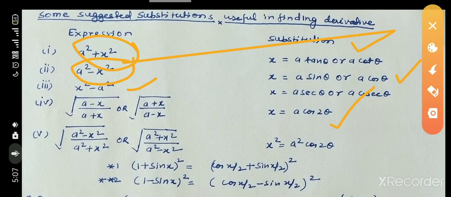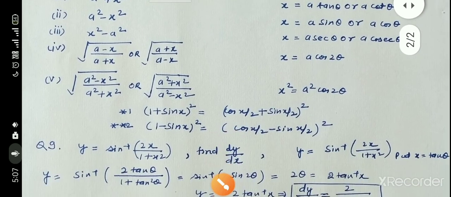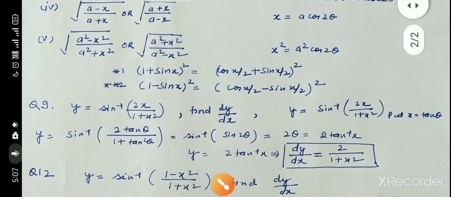They are not only here, they will also help you in integration. So you learn all these substitutions. Now one more is 1 plus sin x squared is equal to (cos x by 2 plus sin x by 2) whole squared, and 1 minus sin x squared is equal to (cos x by 2 minus sin x by 2) whole squared. So now we shall attempt questions of the exercise.